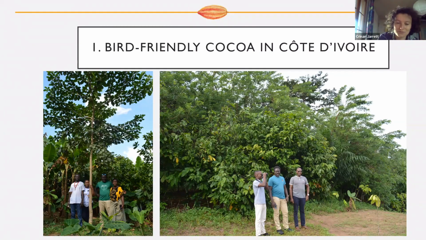And of course, because we're at the Swiss Ornithological Institute, we're especially interested in migratory birds. So can we find, for example, specific shade trees that we can add to our farms that will make them better for birds, migratory species included?